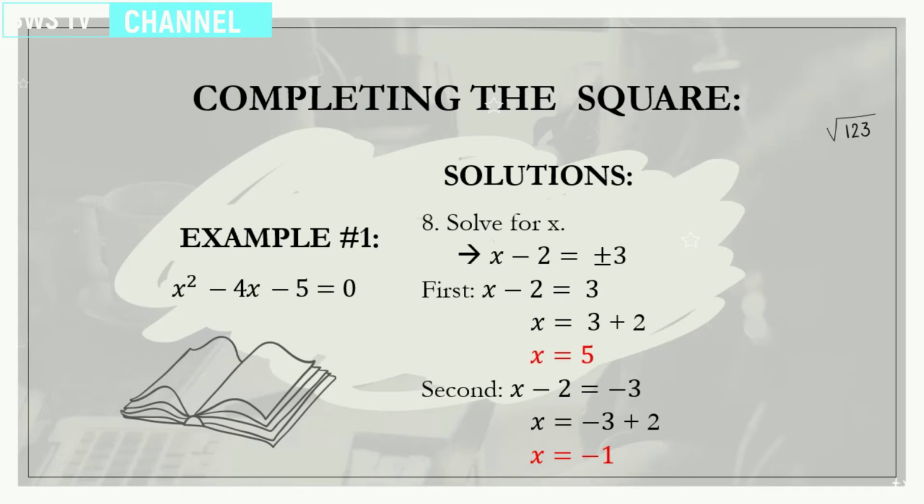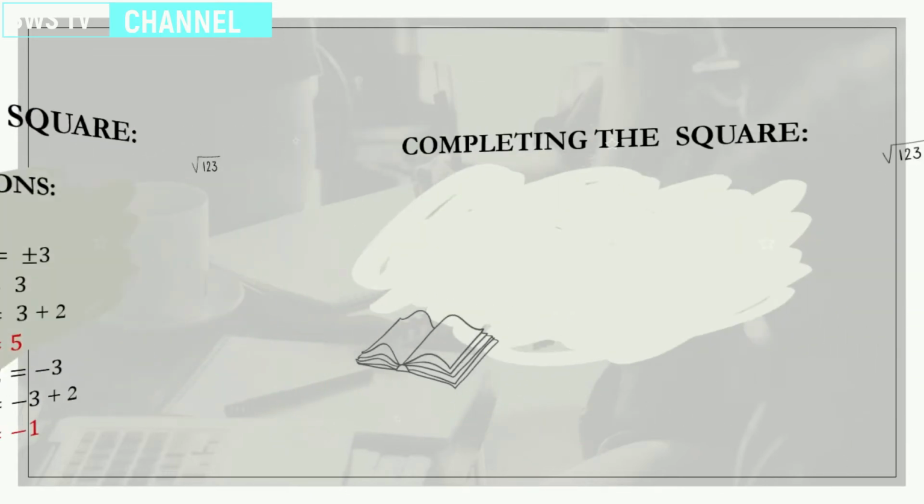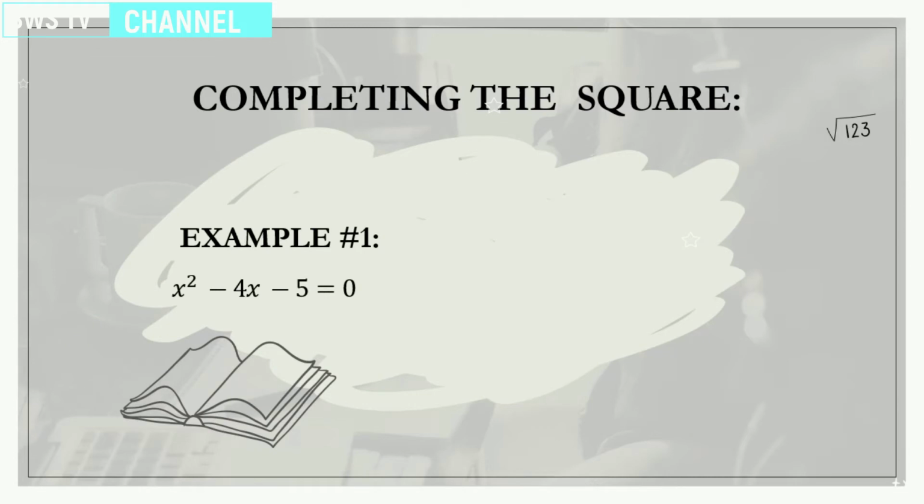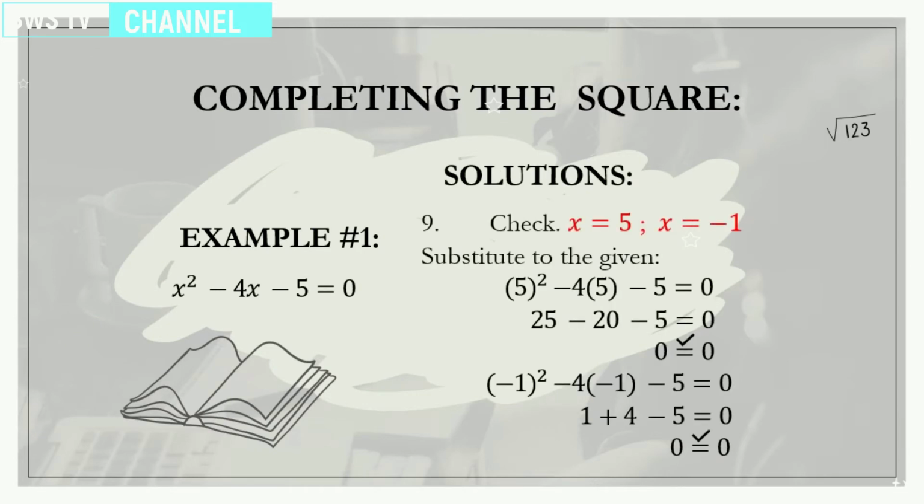Then second, x minus 2 is equal to negative 3. Transfer again 2 to the right side. So this will be minus 3 minus 2, which is 1, and the highest number is negative, so copy the negative sign. So x is equal to negative 1. And then check. Those are the values. It's just very easy. Now let's proceed.